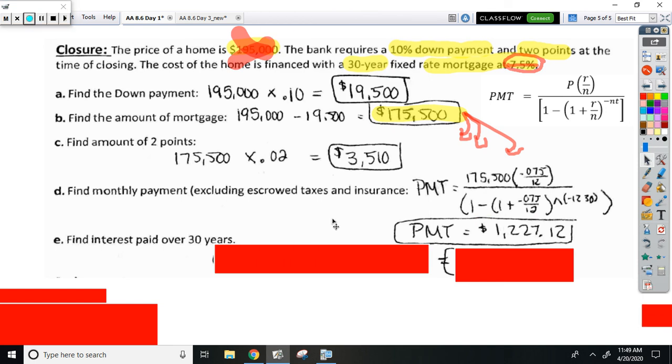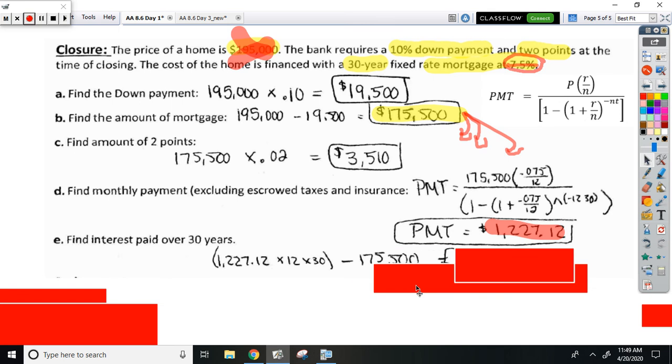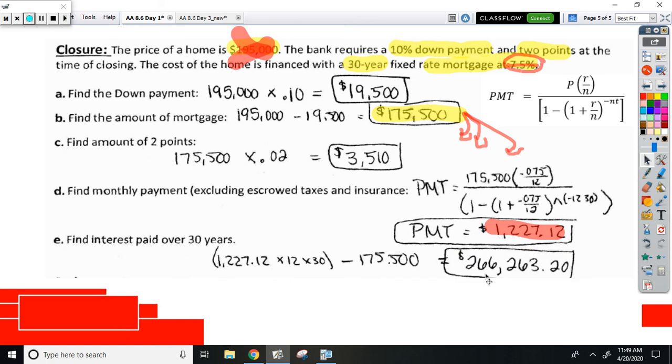So again, to find out how much interest we're paying, we're going to take this monthly payment. We're going to multiply it by 12 and by 30 because that's how many times we're paying it. We're paying it every month for 12 months in a year and for 30 years. Then we have to subtract the amount of the mortgage, which was in Part B. And we should get $266,263.20.